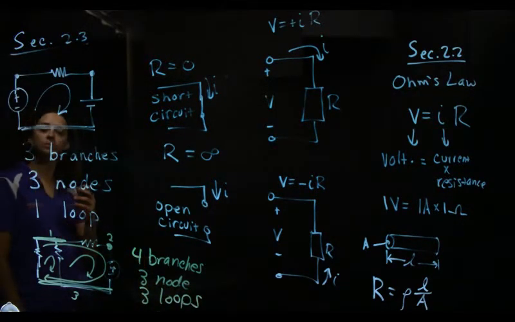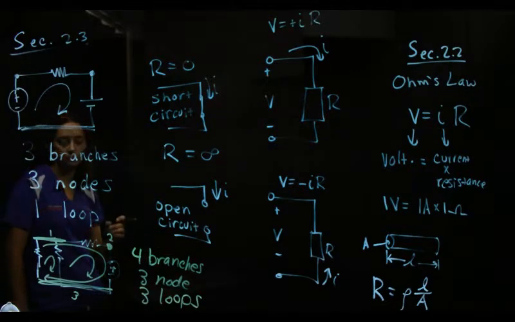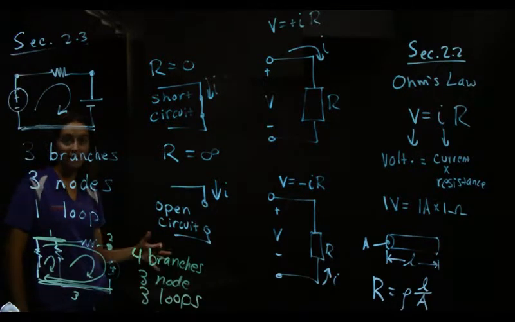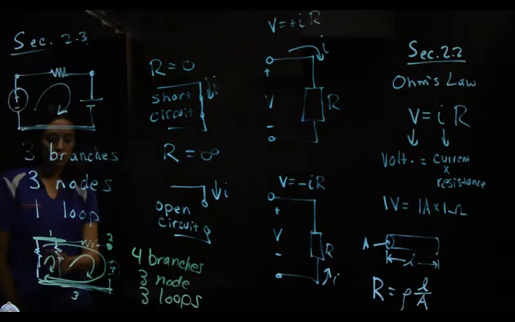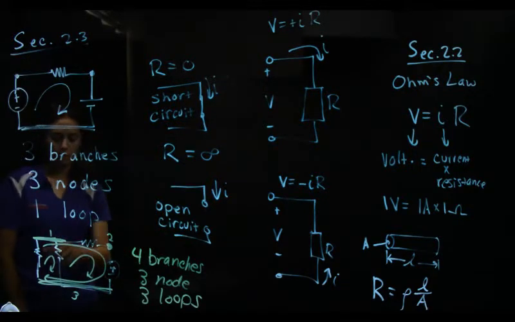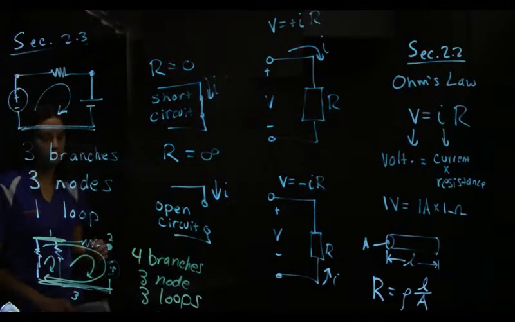So when we talk about loops, we can have loops and independent loops. So an independent loop doesn't contain any other loops. So here I have 2 independent loops and 1 just regular loop. So it would be 2 independent loops.